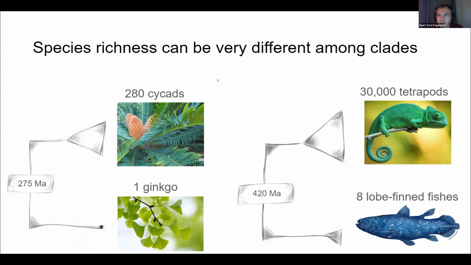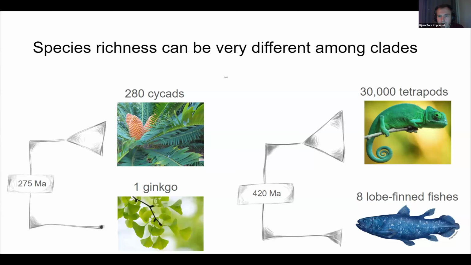So in evolutionary biology, we see that species richness can be very different among clades. Some groups are very species poor, and some groups are species rich. For example, the ginkgo tree is represented by only one species, whereas its sister clade, the cycads, has several hundred species. Similarly, there are only a handful of coelacanths and lungfishes, but their sister clade, the tetrapods, is immensely successful with over 30,000 living species.